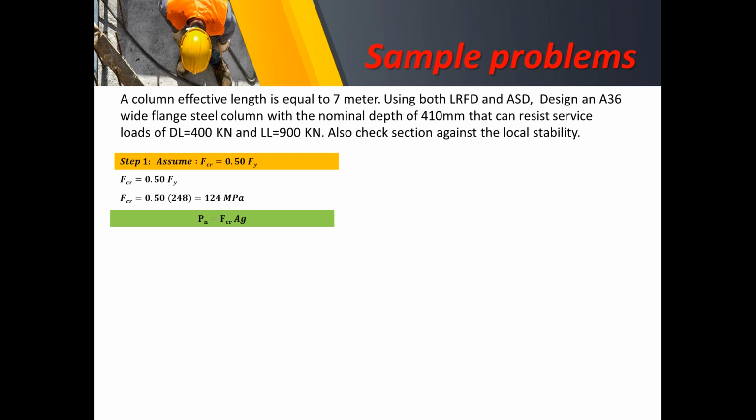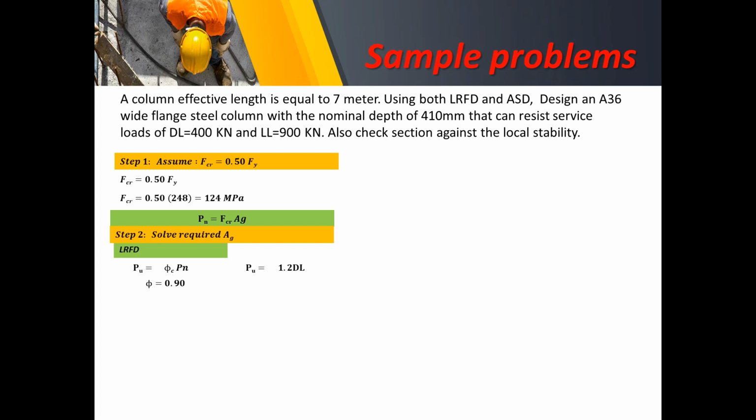So from here, we note that the nominal strength Pn is Fcr Ag. Okay, and then we solve the required gross area. Of course, LRFD would have its factored loads. So from the given, Pu is equal to phi Pn, wherein phi is equal to 0.9.